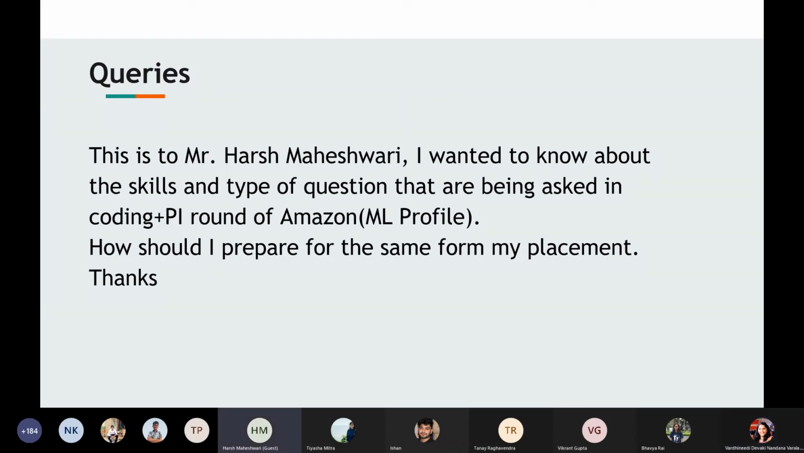So, if you're talking about the placements, then for the Amazon ML profile, there are three ML profiles at Amazon itself. First is data scientist, second is research engineer, and third one being applied scientist. The seniority level is also in that sequence: data scientist lowest, then research engineer, and then applied scientist. So, I'm experienced toward applied scientist.